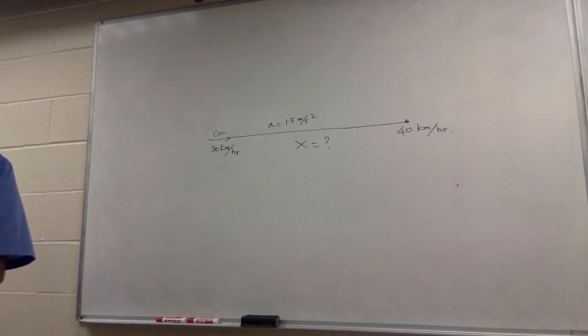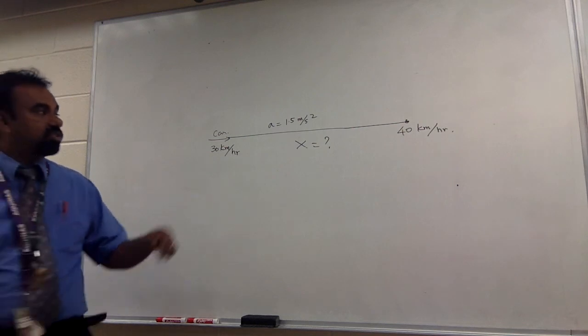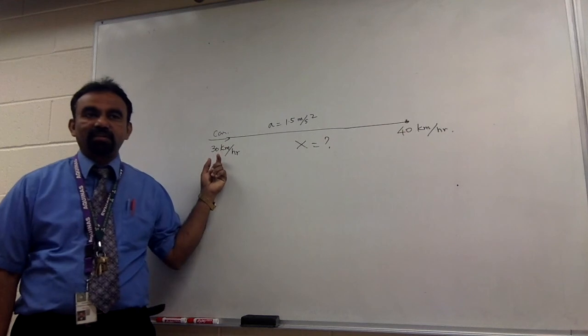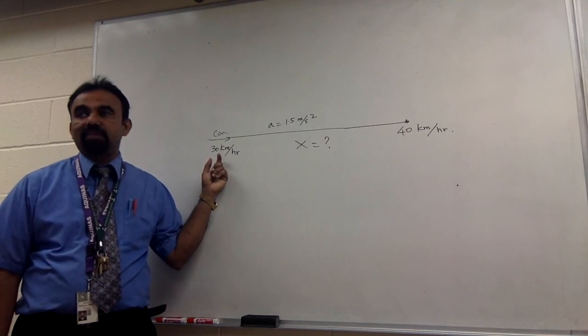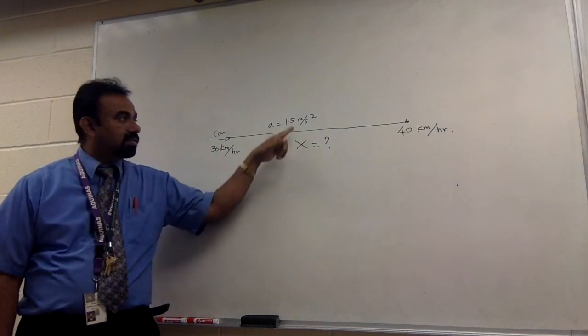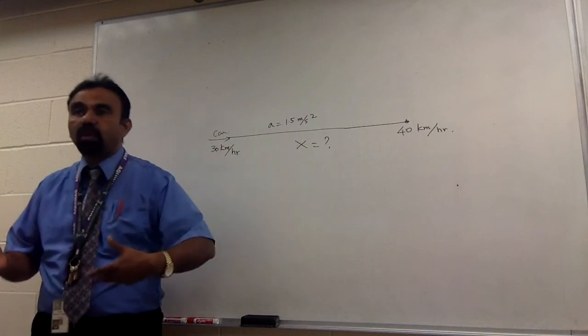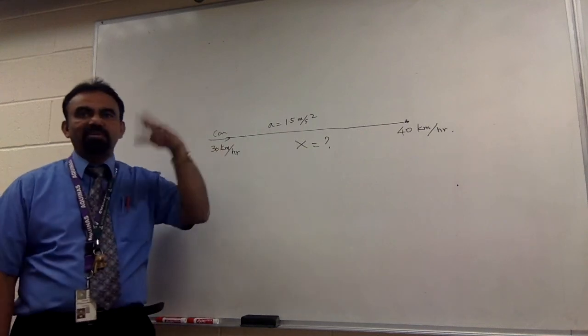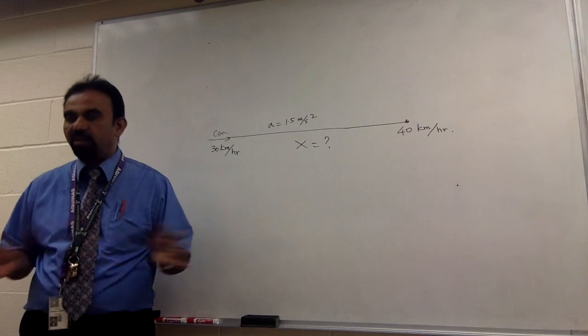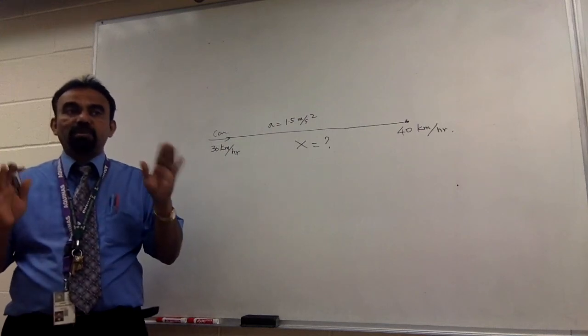Anyone has any ideas of how to start off with it? Yes. Change the 30 and 40 kilometers per hour. Yes, you have to change this to meters per second. If you continue to work with that, that is wrong, because acceleration is given in meters per second squared. How can you use kilometers and hours along with it? You cannot. You have to use only one system of units.